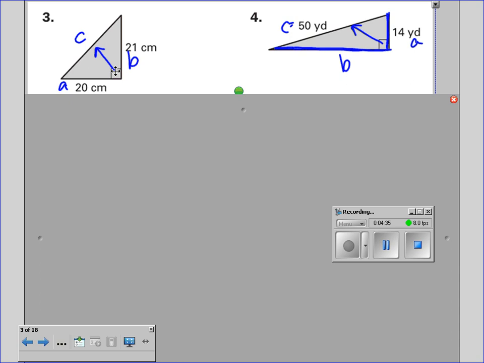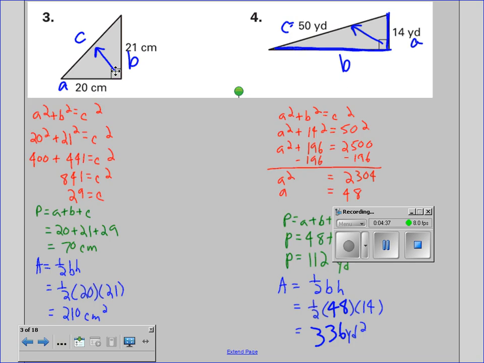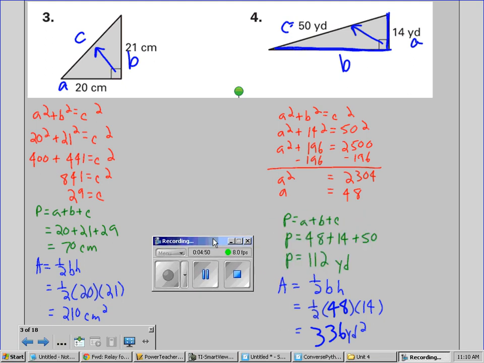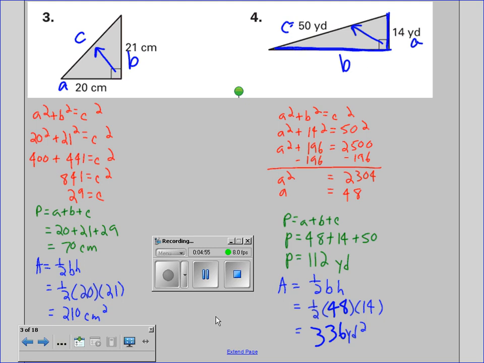So I'm going to go ahead and show you the work for that. In both problems, we have A squared plus B squared equals C squared. We plug in the parts that we have, and we solve for the missing pieces. Then once we find A, B, and C, we add them all together to find the perimeter, and we use 1/2 base times height.